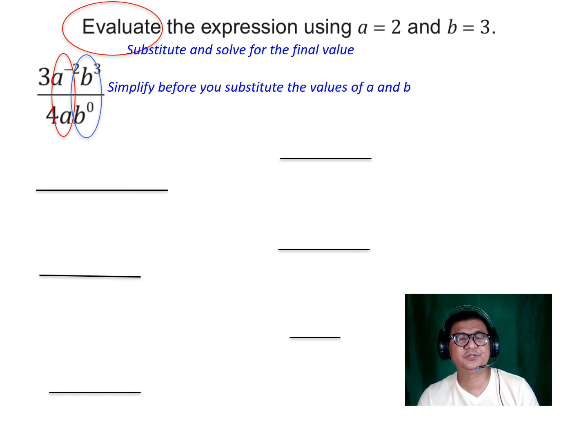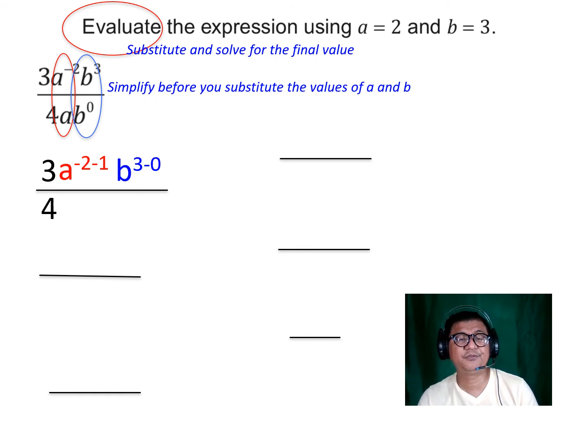So simplify before you substitute. Yes. So 3 stays there. The 4 stays there, no movement, no change for you. But the a on top and the a below, same base, I can simplify. A to the negative 2 minus 1, right? And then b, 3 and 0, division. Division means to subtract again. B to the 3 minus 0.